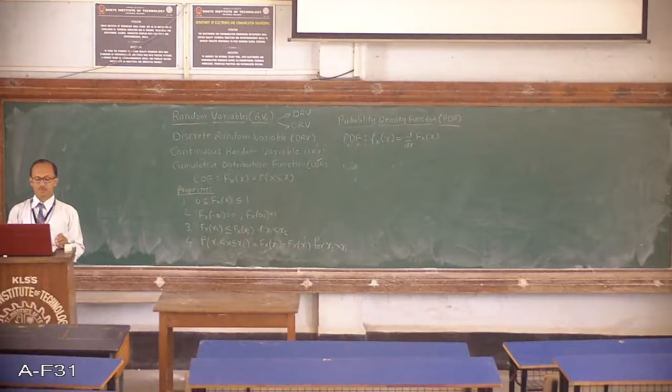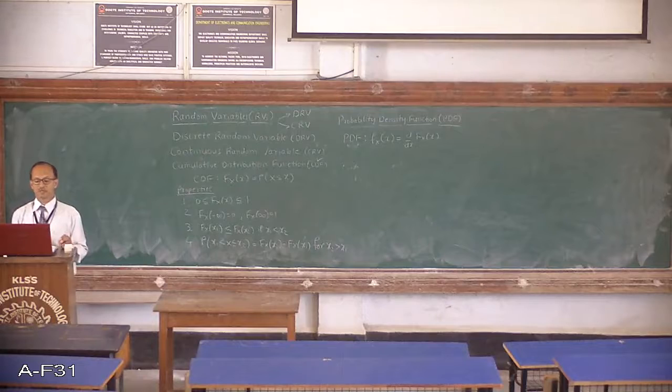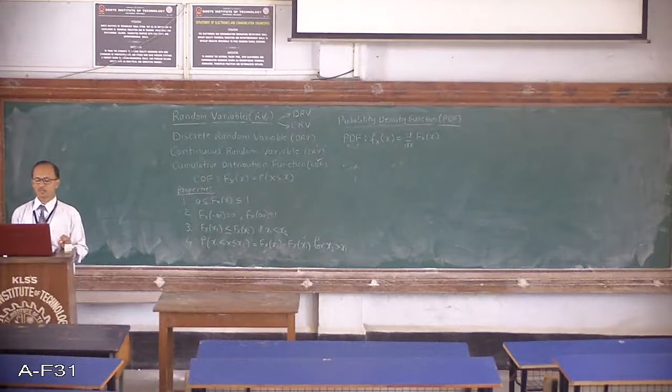Now, what are the properties of this PDF? Let us quickly go through it. The first property is that the PDF is non-zero for all values of x. It is always positive, and it is never negative or zero. Second property is the area under the PDF curve is equal to 1. That is, if you integrate this f_X of x between the limits minus infinity to plus infinity with respect to dx, then its value is going to be 1.